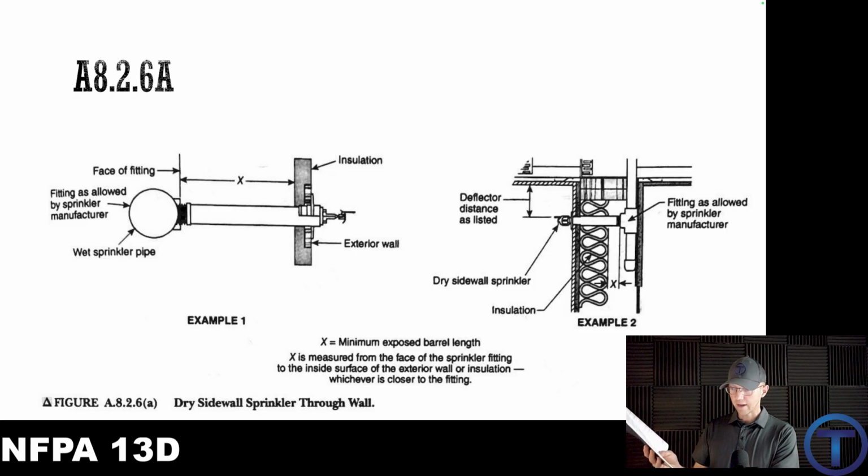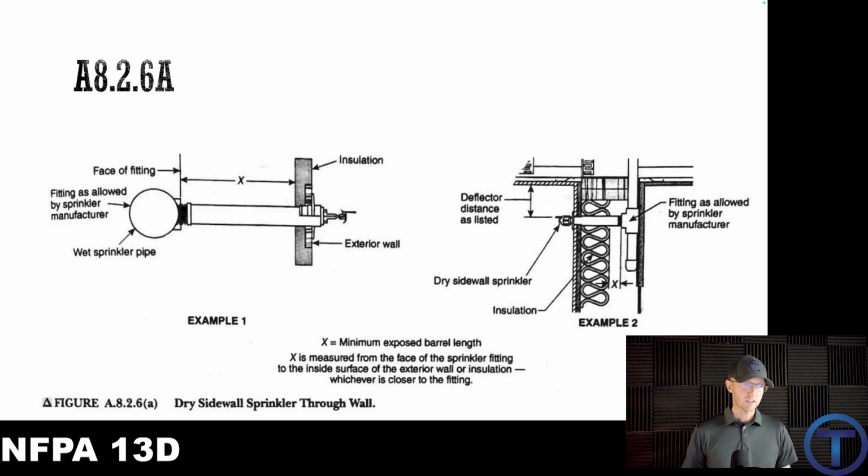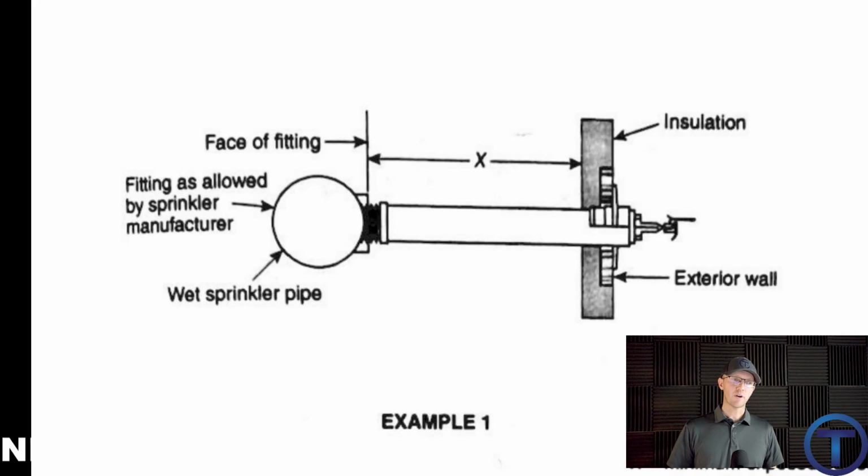All right, let me point out here in 8.2.6.2, it states that the minimum barrel length shall be measured from the face of the fitting to which the dry sprinkler is installed to the inside surface of the insulation, wall, or ceiling leading to the cold space, whichever is closer to the fitting. So we see this in the diagram. We're looking at the distance for X. You need to be aware of what you are measuring to. Look at X over here. We have that wall. There's insulation, and we're measuring from the connection of the wet pipe system to that wall. That's the length for our barrel that we're measuring or finding on that table.